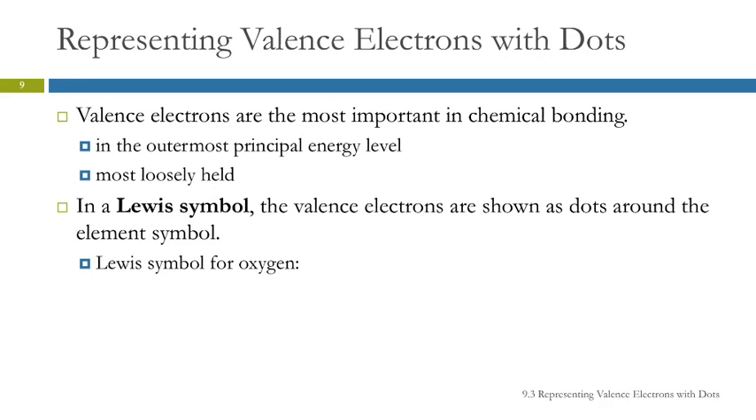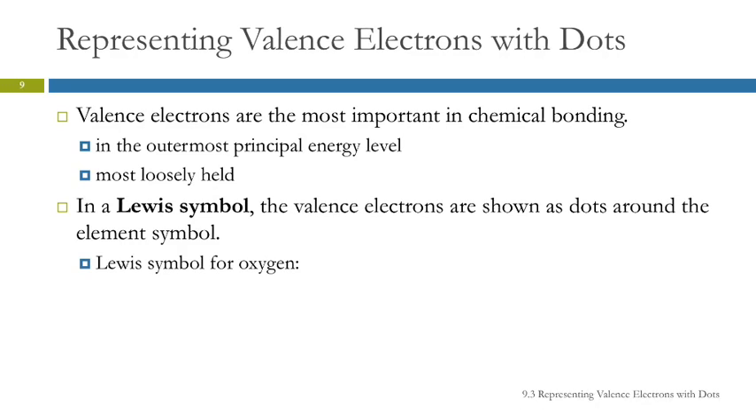The valence electrons are the ones that are the most important in chemical bonding. Where are the valence electrons located? The outermost level, the highest energy level. So they are the most loosely held. They're the ones that will get lost if electrons are going to be lost. And so it's all about the valence electrons.